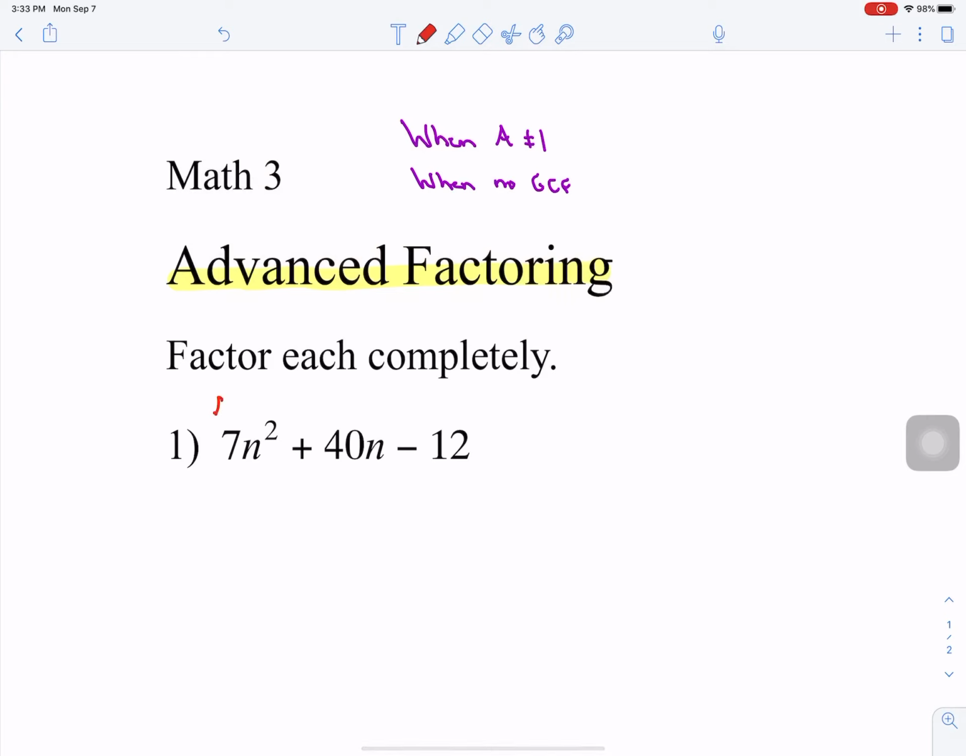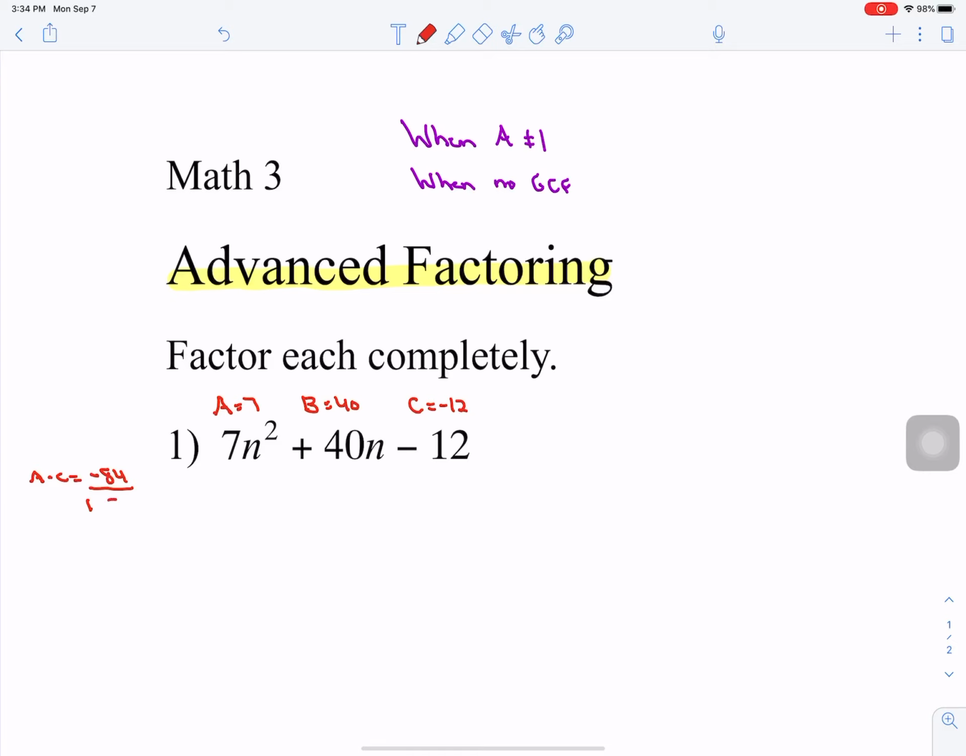In this case, A is 7, B is 40, C is negative 12. First thing we need to do is multiply A times C together. In this case, we're going to multiply 7 times negative 12, giving us a negative 84. Now we need to list the factors of negative 84.